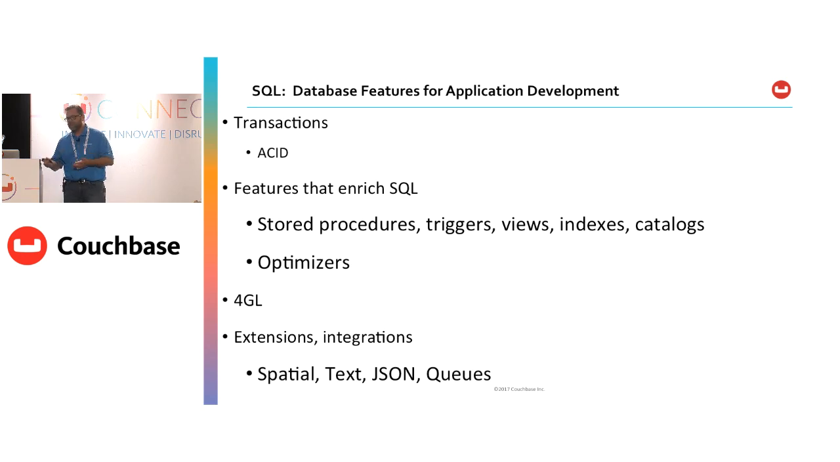Also things like views, indexes, catalogs were added, optimizers were added to make the queries perform better. We saw fourth generation languages emerge that really helped drive the popularity of SQL as well. So 4GL languages such as Oracle Forms allowed developers to rapidly develop applications, and it was using SQL on the back end to communicate with the database. So again, it just helped solidify SQL becoming a standard. And then we've seen expansions and integrations supporting things like spatial data, text data, JSON, and message queues as well. So it continues to evolve.